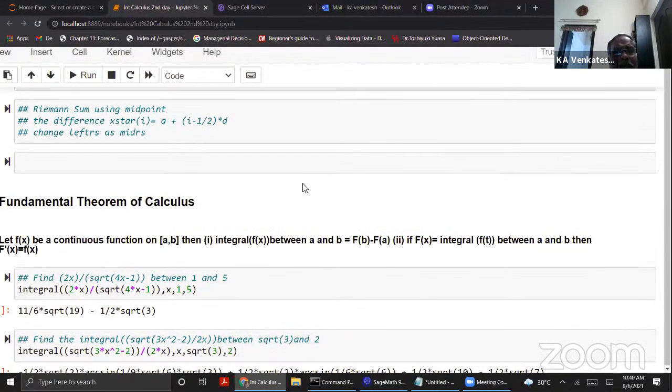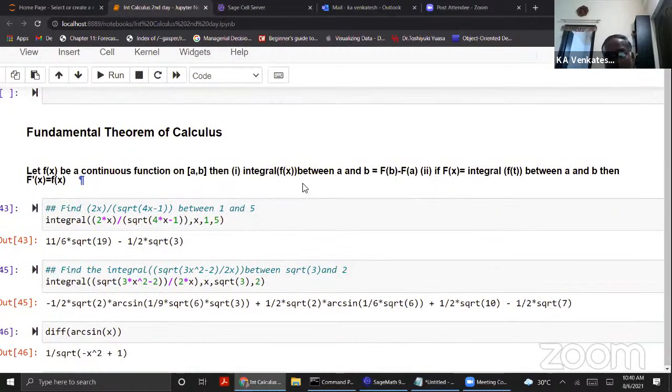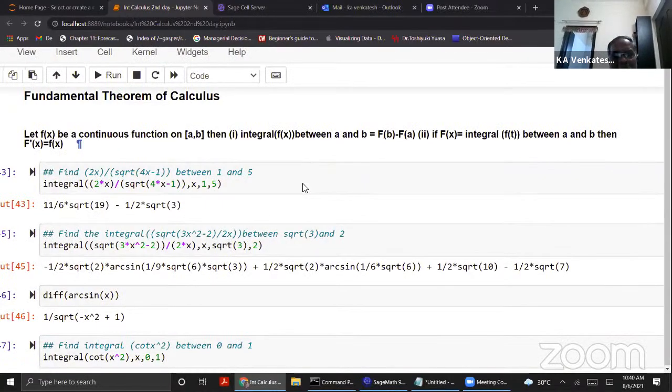So this is for the definite integral. We have a nice theorem, the fundamental theorem of calculus, which says: let f of x be a continuous function on a comma b. The integral from a to b of f of x equals F of b minus F of a, where F dash equals small f, the antiderivative of f. It actually has two parts. The other part says that whenever F of x equals the integral of f of t between a and b, then capital F is the antiderivative of f. So you can talk about it both ways.